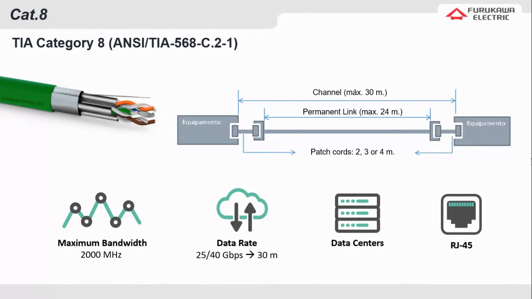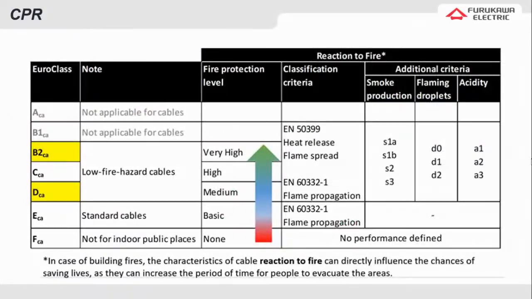So if you're going to work with speeds of 40 gigabits per second, we recommend you go for fiber optic cabling. And finally, there's one more thing that I would like to address before we wrap this up. It has to do with CPR.